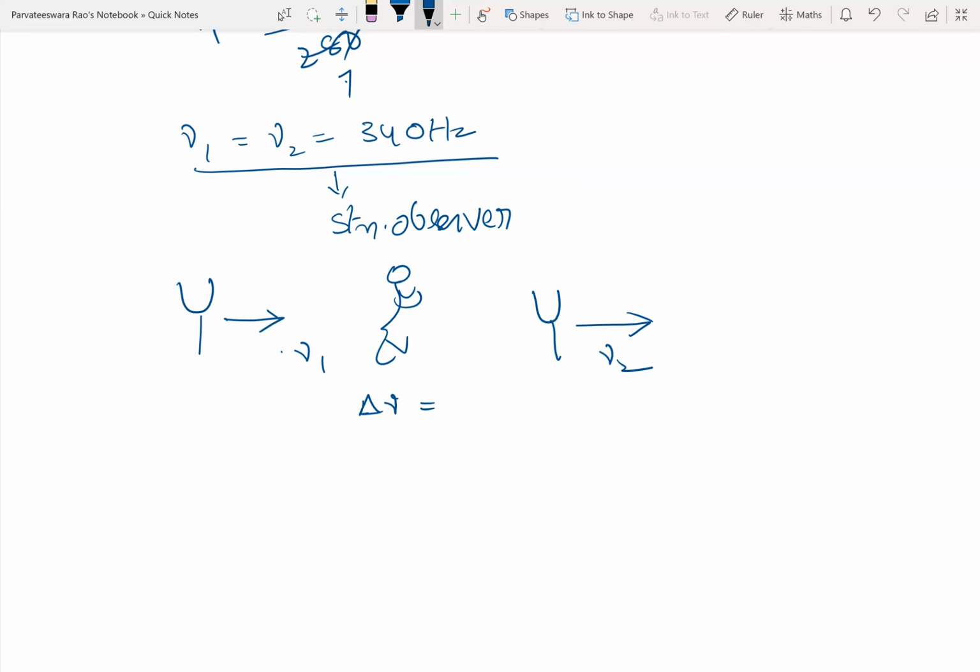The observer hears 3 beats per second. Given the velocity of sound in air is 340 meters second inverse, then find the speeds of the tuning forks.